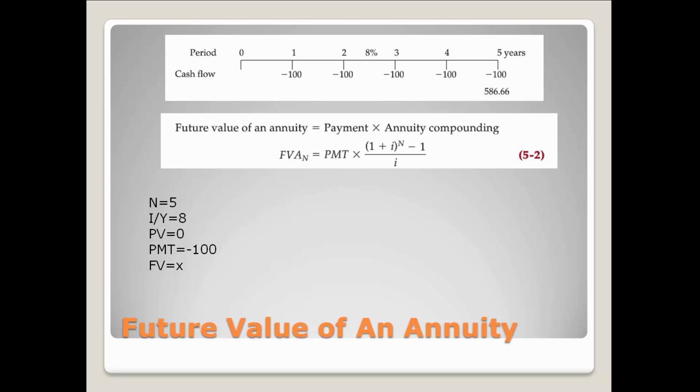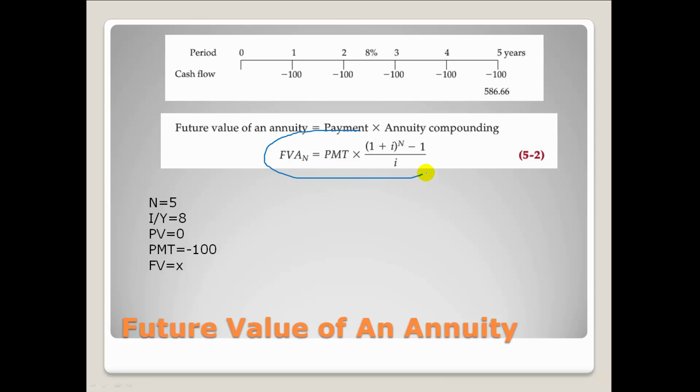Okay, so now let's look at the future value of an annuity. This is an annual annuity, and you can tell that because the payments are coming in once a year at $100. And the formula that we're going to use is the future value of an annuity, this right here.